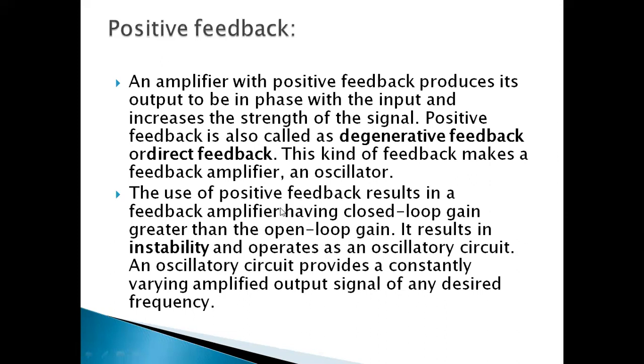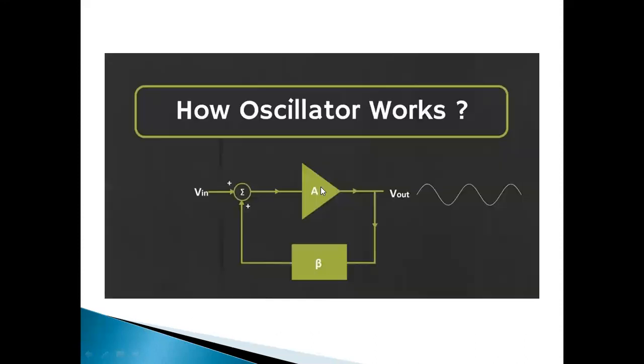Obviously, it results in some instability in the circuit. This circuit represents positive feedback. Positive feedback means the output signal is in phase with the input signal. Here the input signal is represented with a positive sign, and the feedback signal is also represented with a positive sign. So these two are in phase, and we are combining these two signals. We are using a mixer to combine the input signal with the feedback network. Already we know feedback means we are applying some portion of the output to the input.